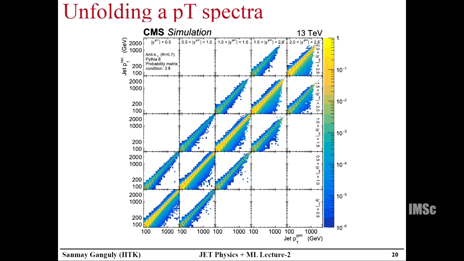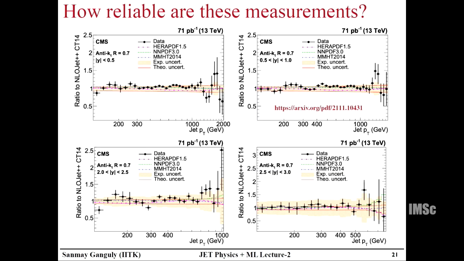Now, given the nature of the audience, I don't want to go deep into unfolding. It's just that whatever we measure, we need to add another piece of convolution, a little correction, so that the measurement is ready to be compared to the theory. You essentially try to get rid of detector smearing as far as possible. And once you do that, you have a nice comparison with theory.